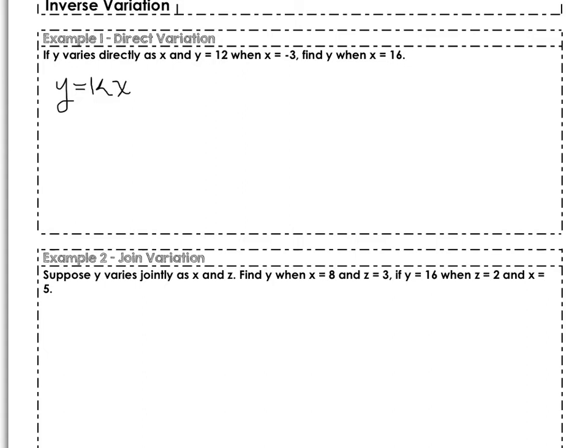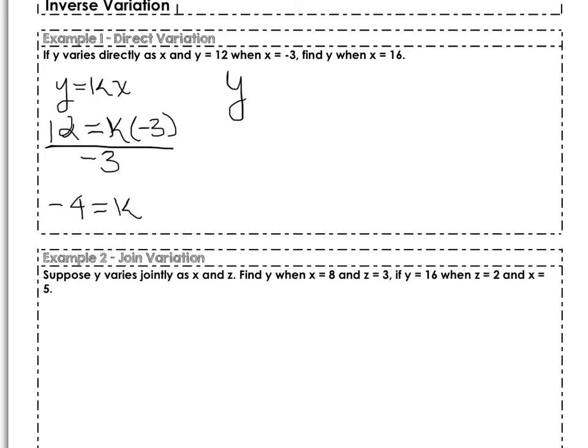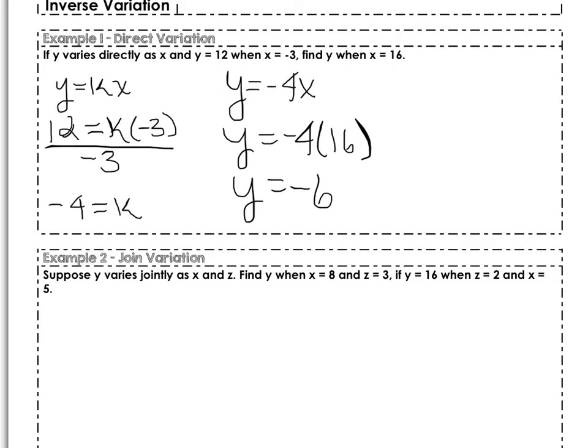You're going to notice that my approach is different than the textbook's approach, but both are perfectly acceptable. I'm going to plug in my given coordinates, so my y value of 12. I don't know my k value, and I do know my x value of negative 3. I'm going to divide both sides by negative 3, so 12 divided by negative 3 gets me a k value of negative 4. So now I have my linear equation of y equals negative 4x. So I'm going to find y when I have an x value of 16. So y is just going to be equal to negative 4 multiplied by 16, which is just negative 64. All right, so that's direct variation.